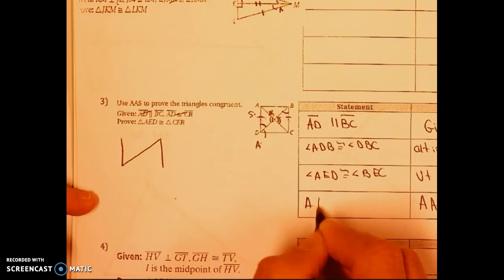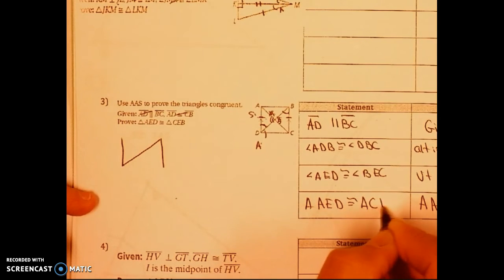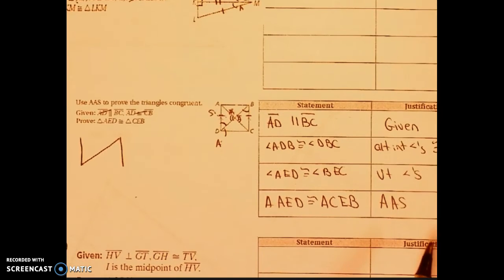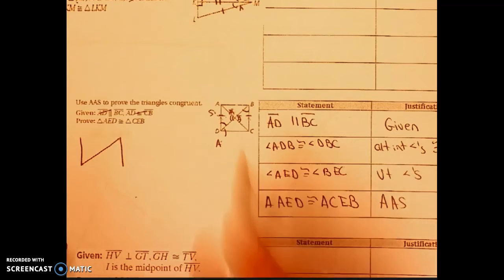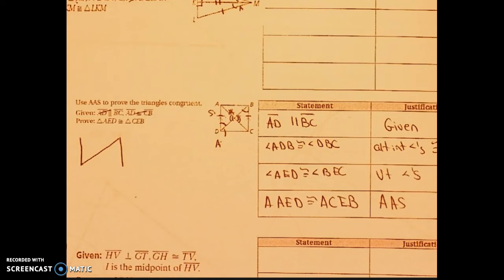The triangles are congruent because of angle, angle, side. Remember, if you put angle, side, angle, that means the side would have to be in between those 2 angles. Here's my 2 angles. This side is not connecting those 2 angles, therefore it's angle, angle, side.